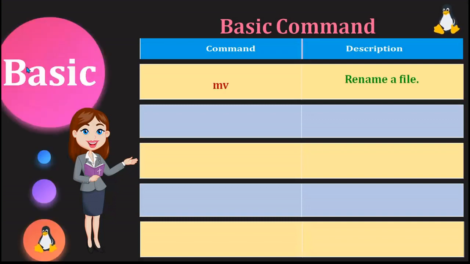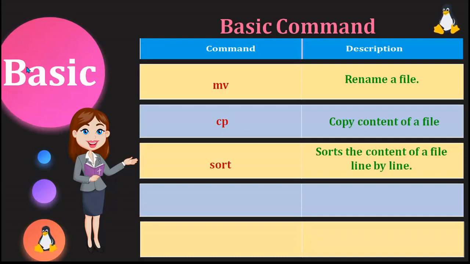Then mv command is used to rename a file. cp command is used to copy the content of a file, and the same file can be copied to another directory as well. Then we have the sort command, which is used to sort the content of a file in alphabetic order. And you can also print the content in reverse order by using the option -r.